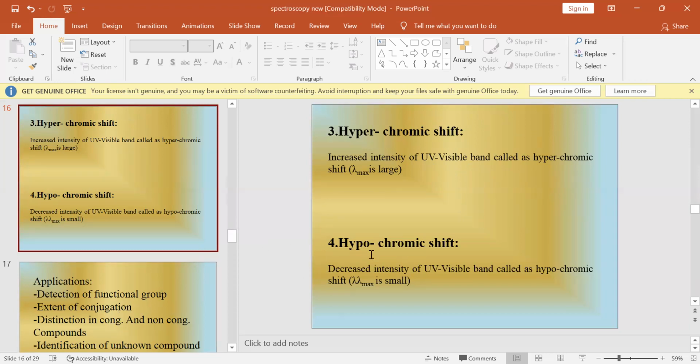Next, hypochromic shift. In the case of hypochromic shift, a decrease in the intensity of absorption maximum is known as hypochromic shift. Here we can take biphenyl as an example. In the case of biphenyl, a CH3 group will be attached, thereby the lambda maximum value will be decreasing. Epsilon value will decrease.